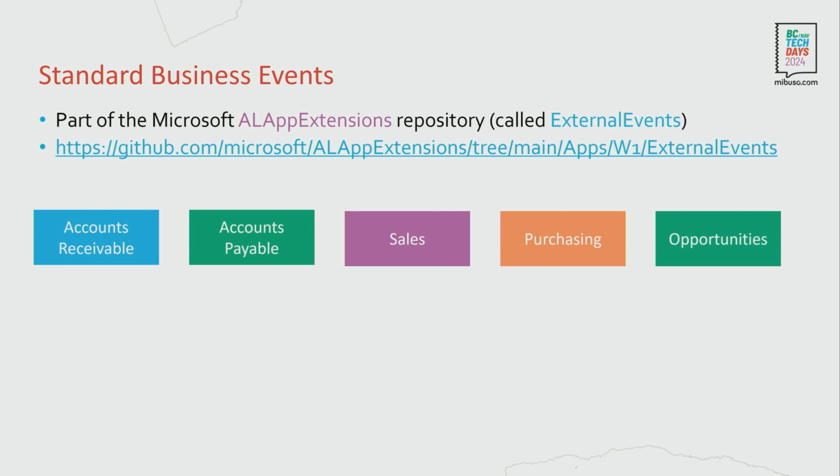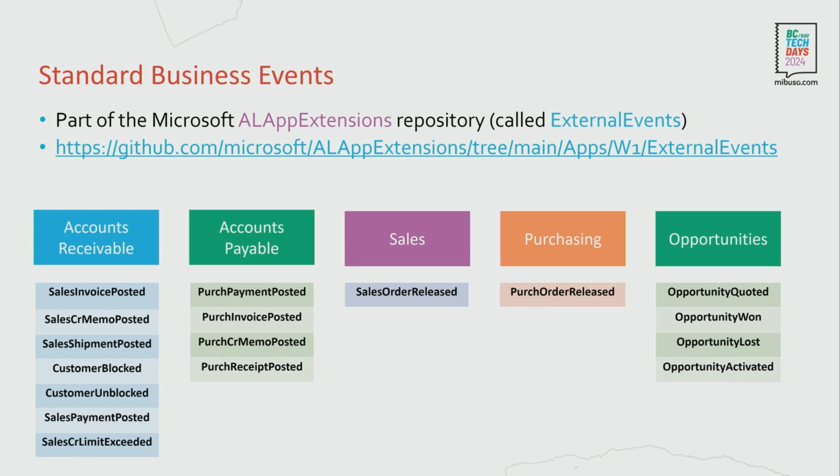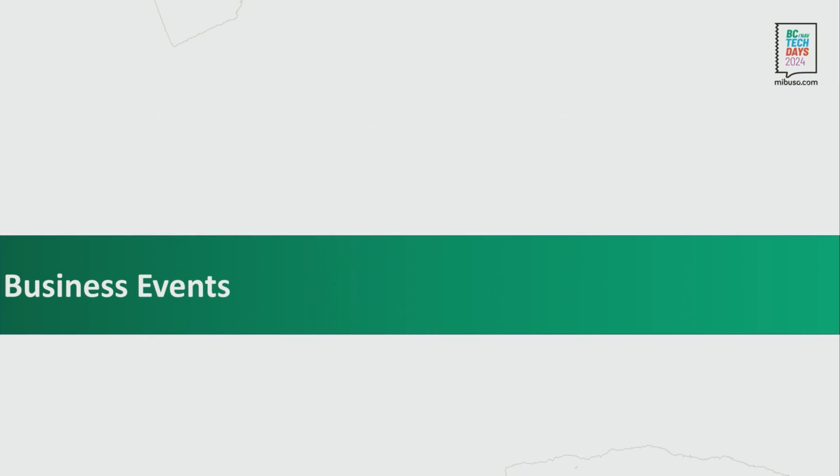And they group all of these standard business events into 5 different categories. I will show later in the code, you will see this is nothing else but different enum values. We have different events in accounts payable, accounts receivable, sales, purchasing, and opportunities. So we don't need to create our custom business event for sales order releasing. We can just connect to the standard one. And now I will quickly show you how we can extend and create our custom business events, and how we can connect those to external systems.